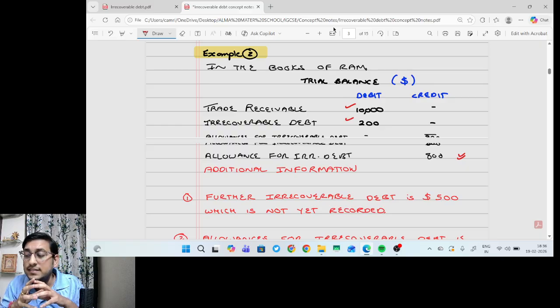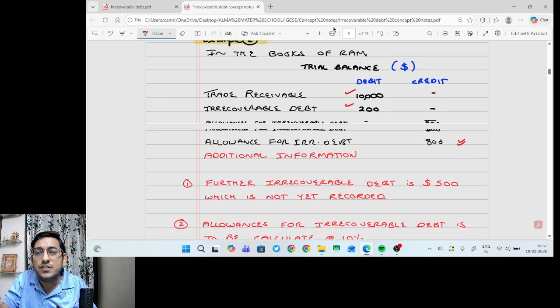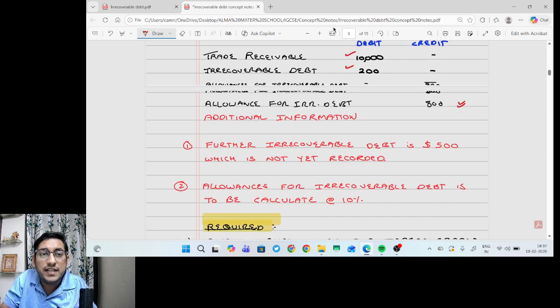In that case, when there is a higher probability of loss, the principle of prudence says that you should recognize the loss in the current period only. Don't wait for a future year. Losses should be recognized in the current year, but future year income should not be recognized. So as per the principle of prudence, we are making allowances for irrecoverable debt. In the trial balance, allowances for irrecoverable debt of $800 is already given. Additional information says that further irrecoverable debt is $500.